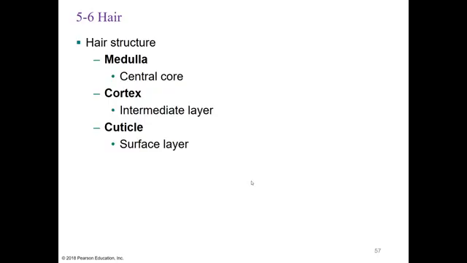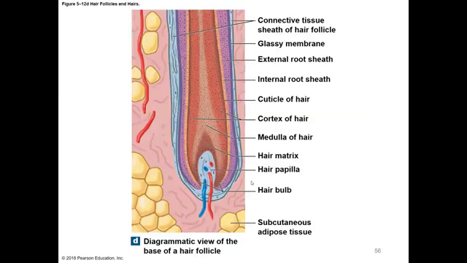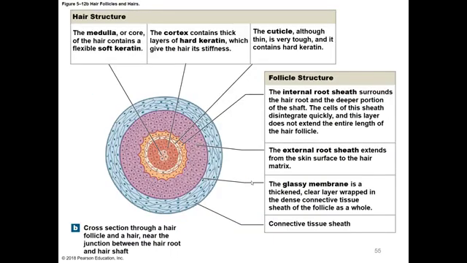And hair production begins at the hair bulb, which is found at the bottom of the follicle. It surrounds the hair papilla, which has capillaries and nerves. And at the base of the hair, the cells form a layer known as the hair matrix, which produces hair. As cells divide, hair is pushed up and out of the skin. So let's take a look at all those parts in this picture here.